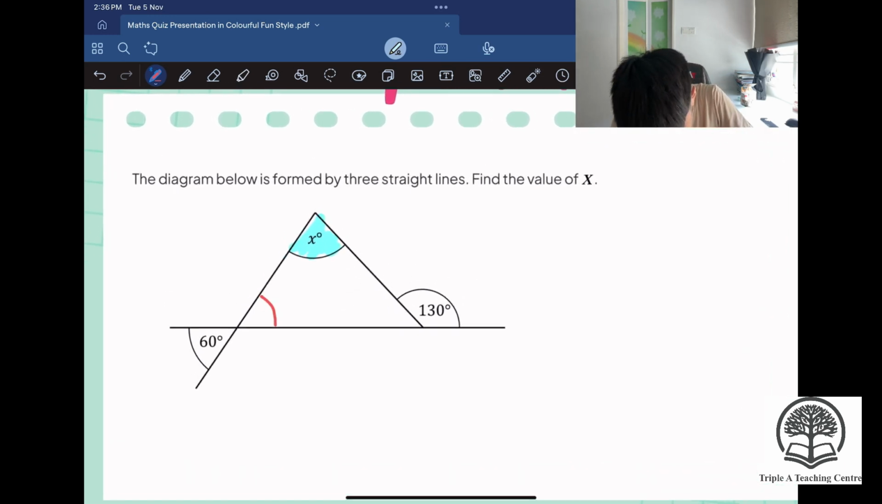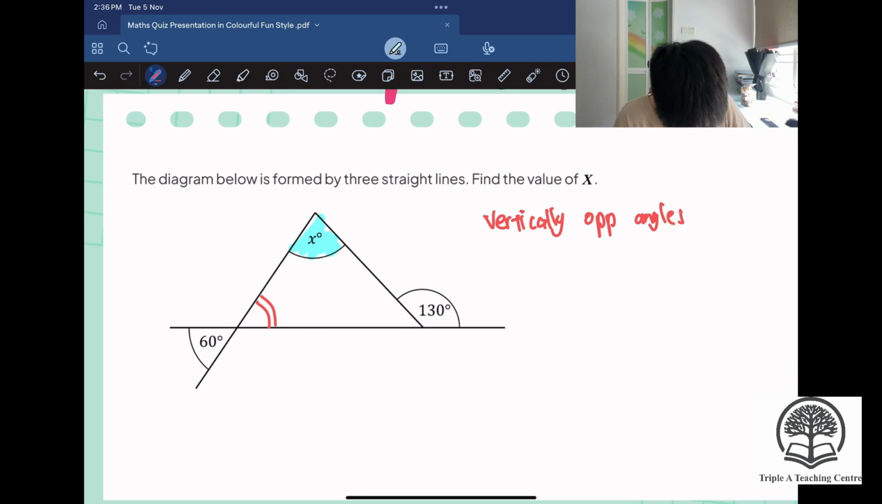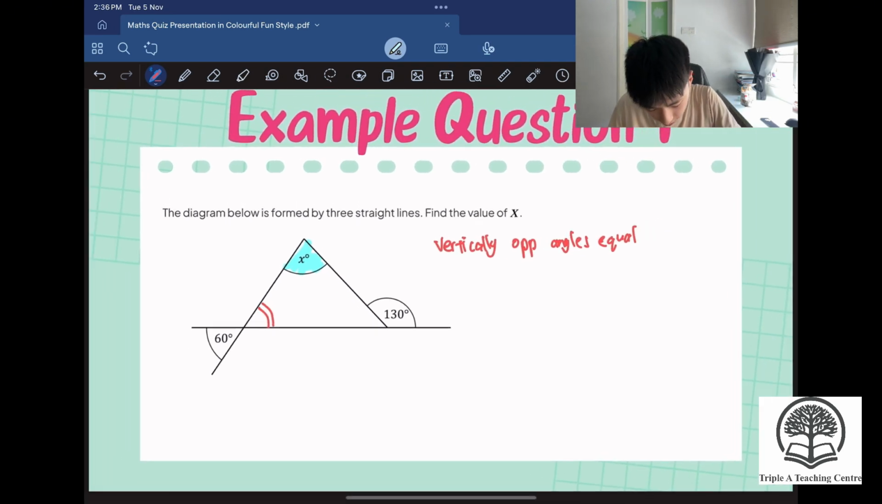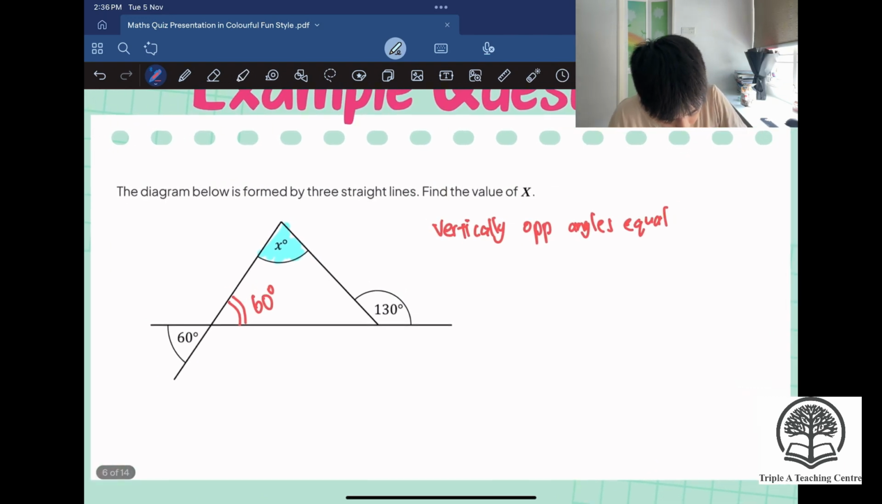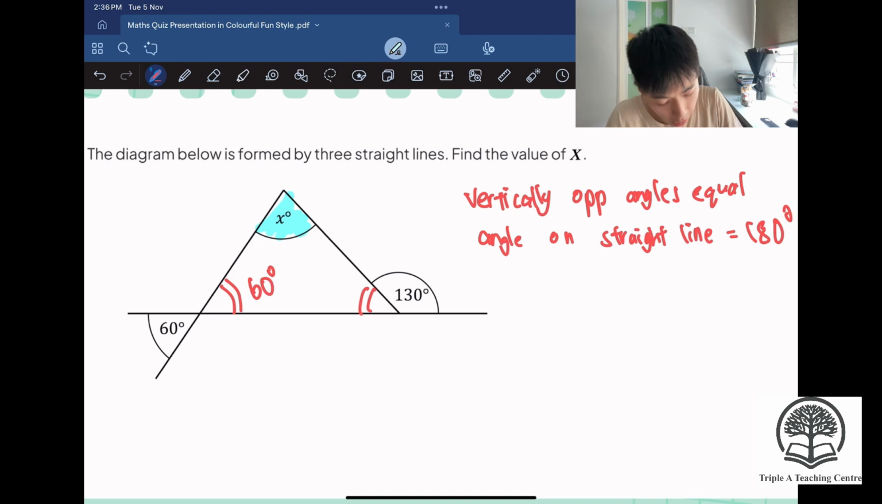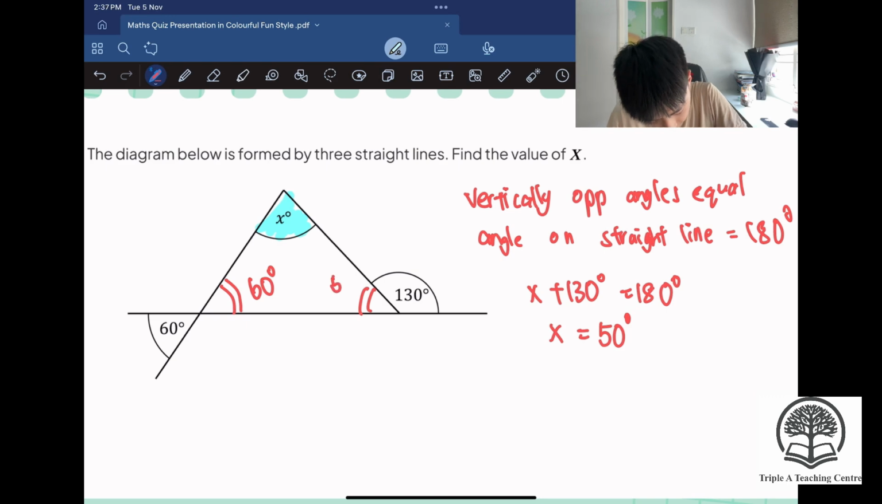Okay, so let's see. Can we know this angle? We can, right? Because vertically opposite angles are equal. So we know that this angle in red over here is 60 degrees. We also know that angles on a straight line equal 180 degrees. So this angle over here plus 130 degrees should equal 180 degrees. Let's move 130 over. We know that x equals 50 degrees.